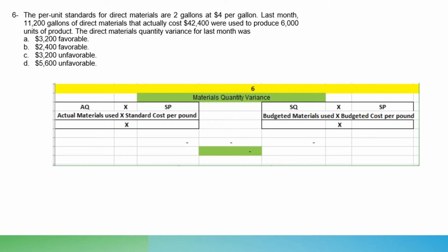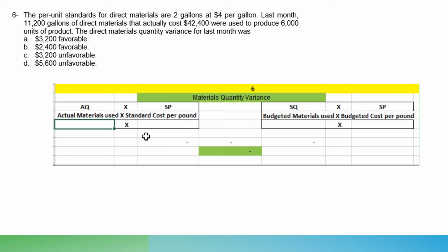Alright, we have question 6 now, where we're given per unit standards for direct materials of 2 gallons at $4 per gallon. Last month they used 11,200 gallons. That actually cost $42,400, and they were used to produce 6,000 units of product. Direct materials quantity variance for last month was what?